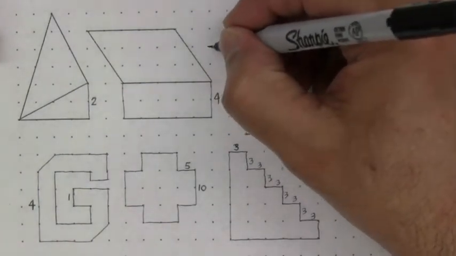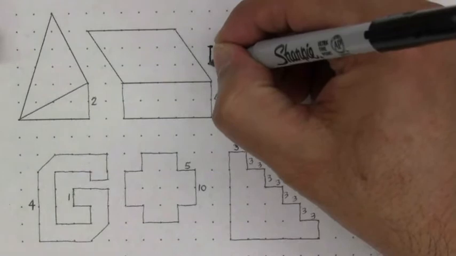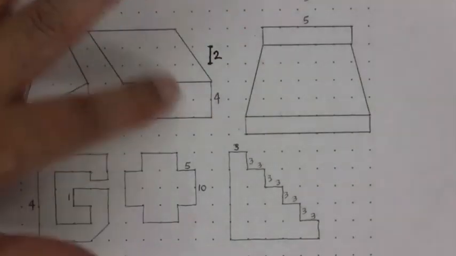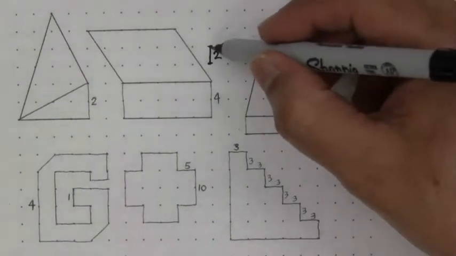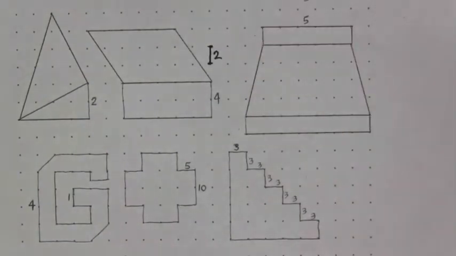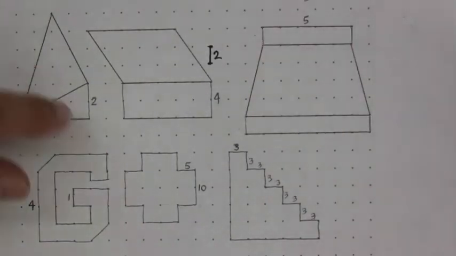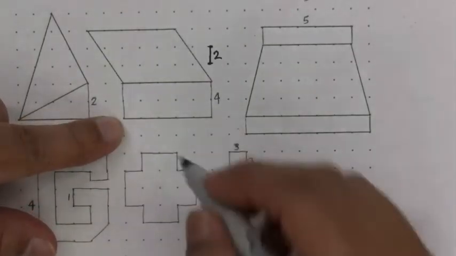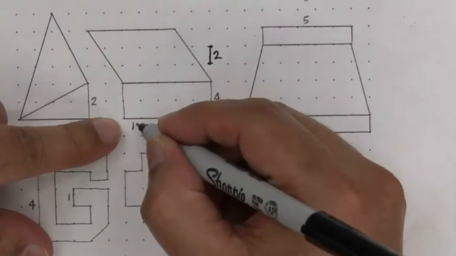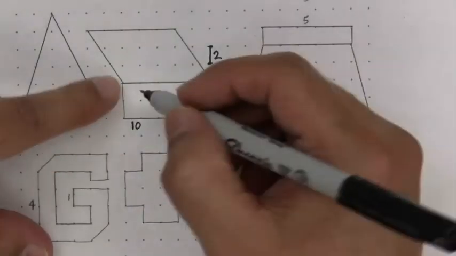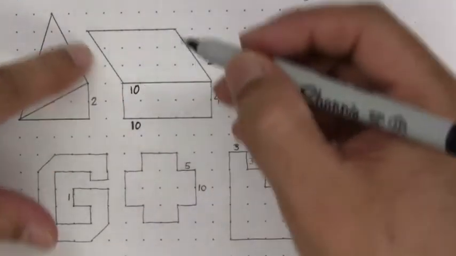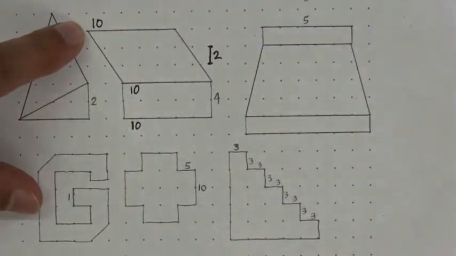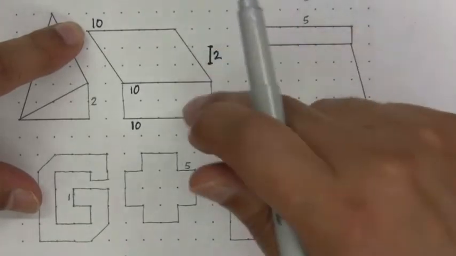tells us that this right here is 2. So for this shape, the value of this length is 2. That tells us that the base of this rectangle is 10. This is 10, and this is 10. We have the base and the height of this rectangle.